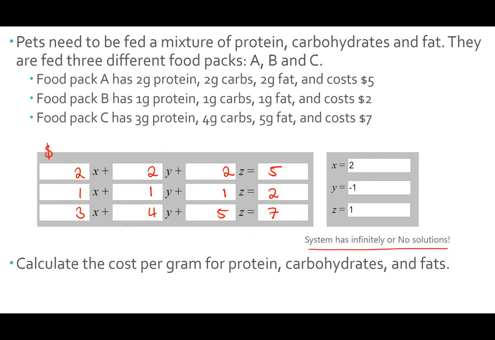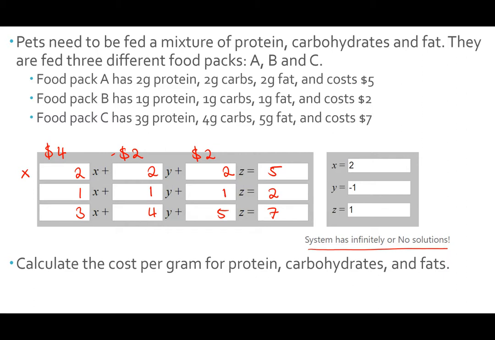Let's start with food pack A. Food pack A, I'm getting 2 grams of protein at $2 each, so that's $4. The next one will be 2 times -1, that's -2, and then 2 times 1 is 2. Adding those all together gives us $4, not $5. So that means that these prices that were found are actually inconsistent with food pack A. So we're going to have a non-solution system, which means we have no solutions, not infinitely many.